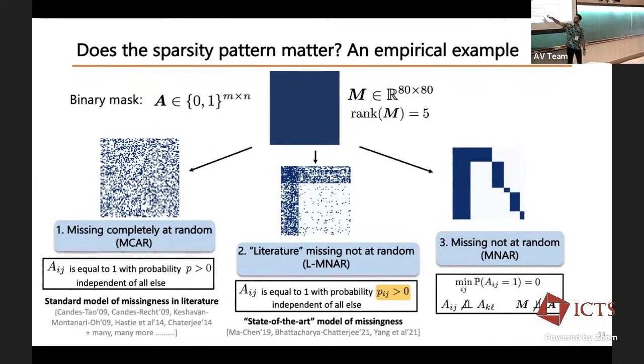LMNAR is where the flip of the coin for each entry ij is different. Here it's uniform. And then here I'm breaking the key assumptions of LMNAR, where I allow an entry to be observed with 0 probability, and whether you see one can be a function of another one, versus the coin flips being independent of each other, and so on and so forth.